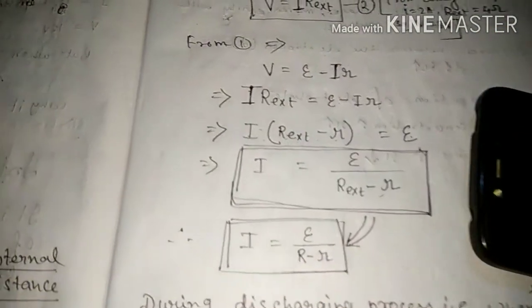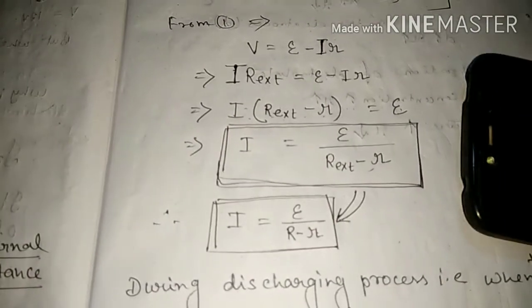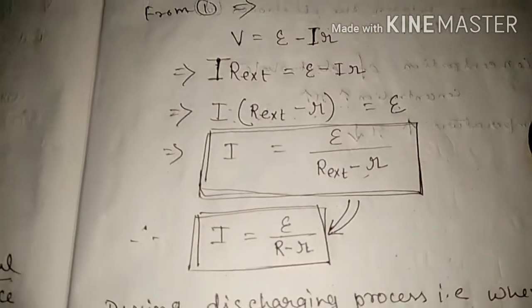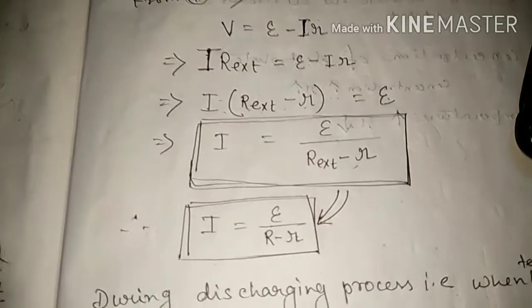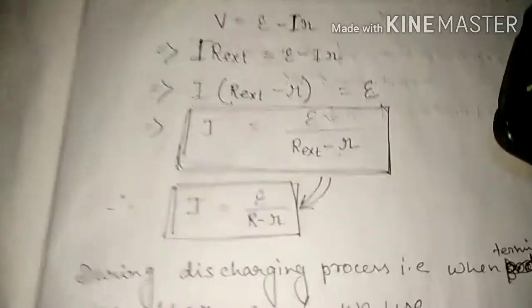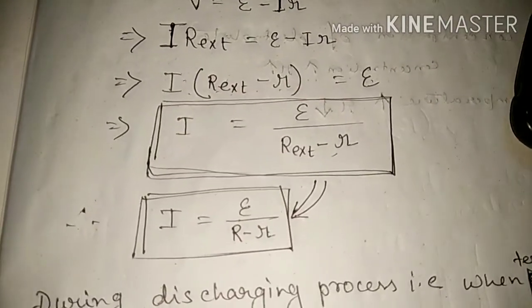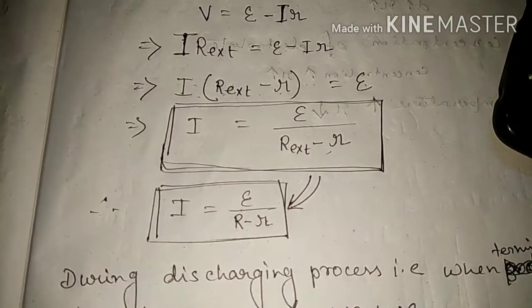So when we study Kirchhoff's law, this formula we use to calculate the current. Or if any problem is there where the internal resistance is there, EMF is there, and we find out the current, then also we use this formula.